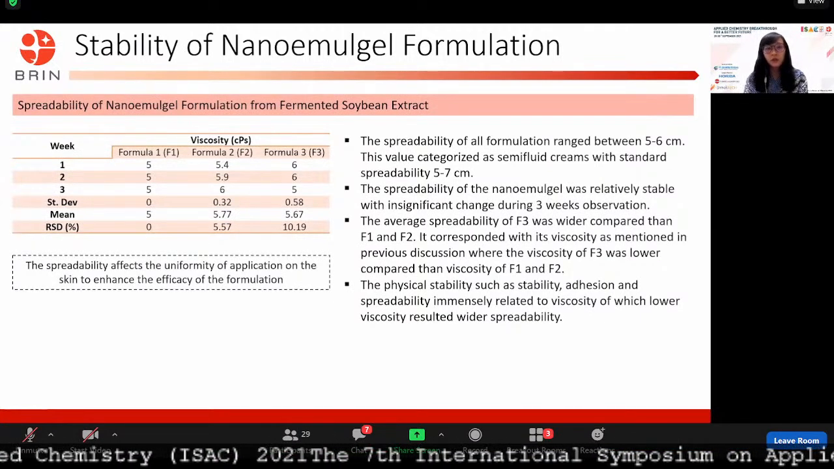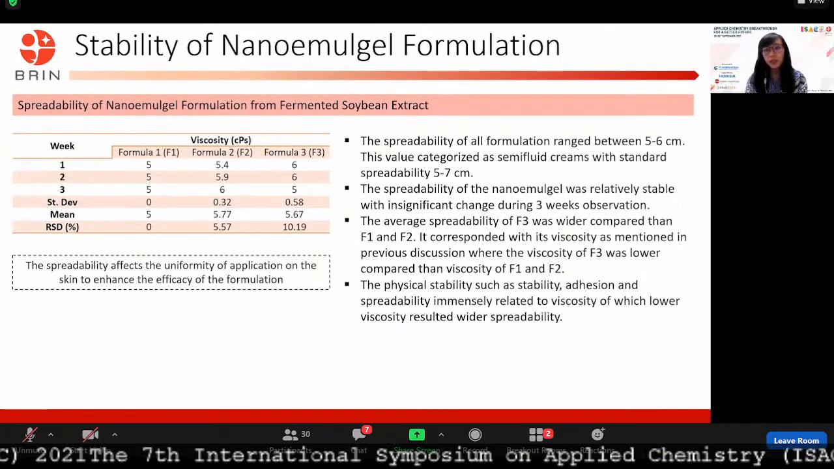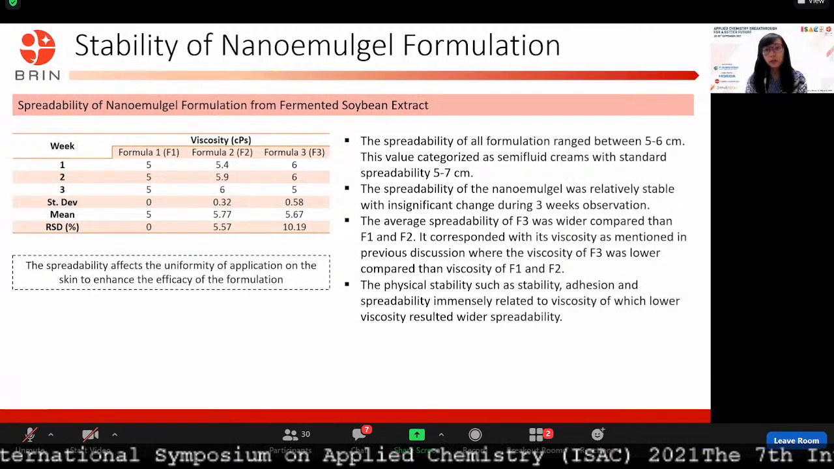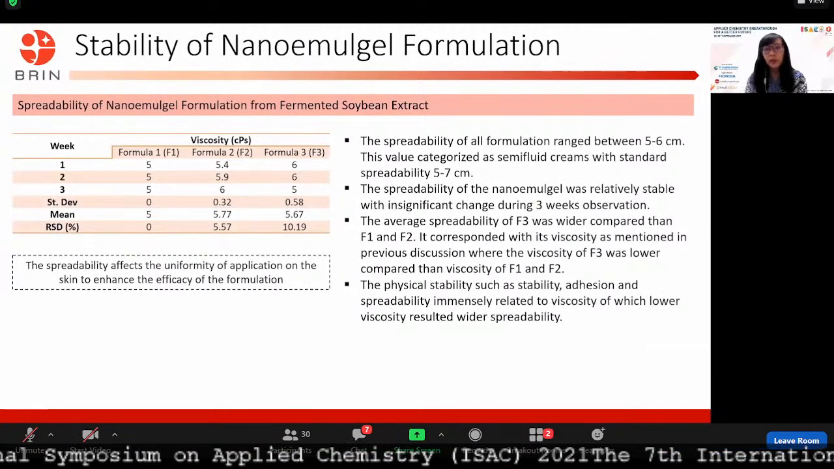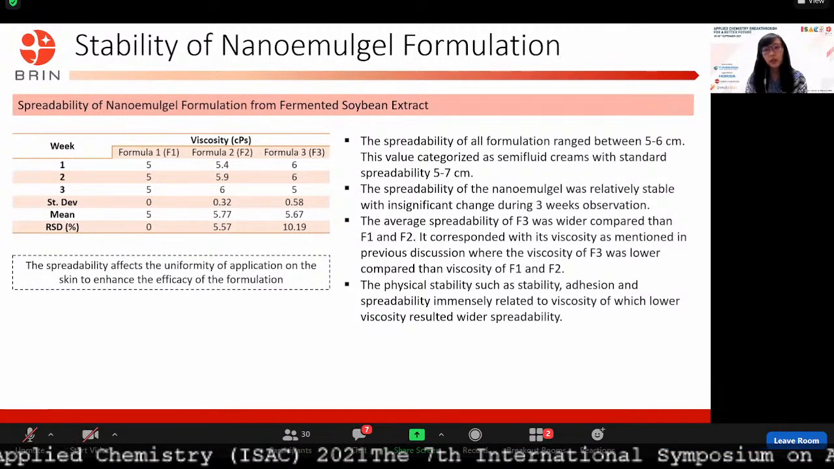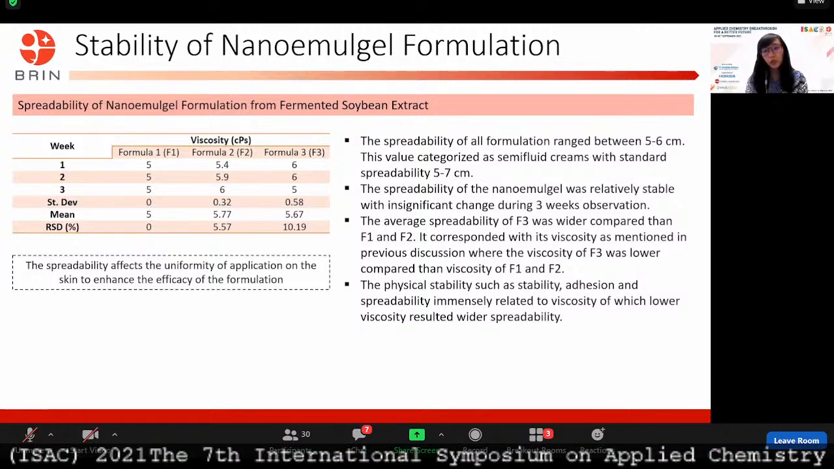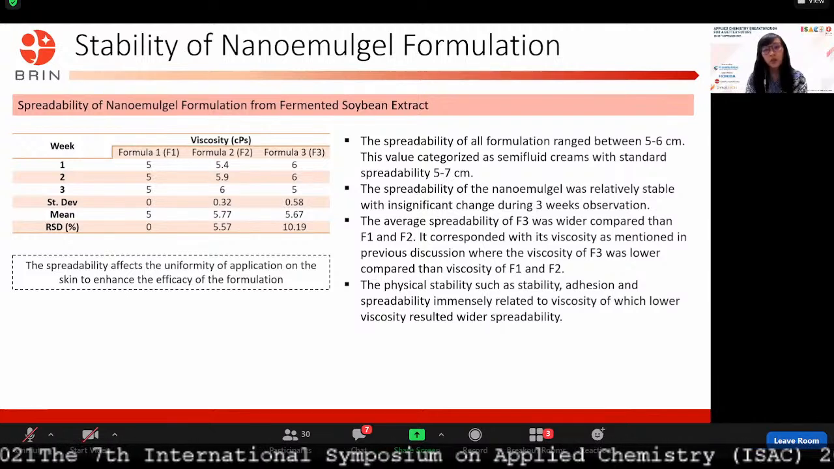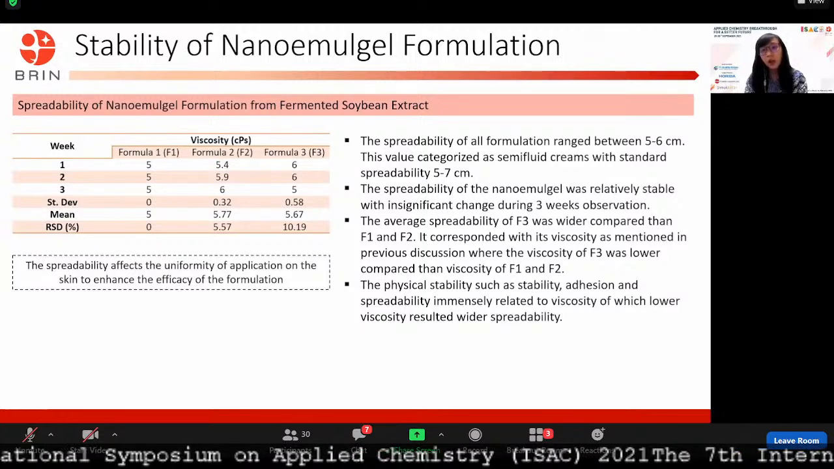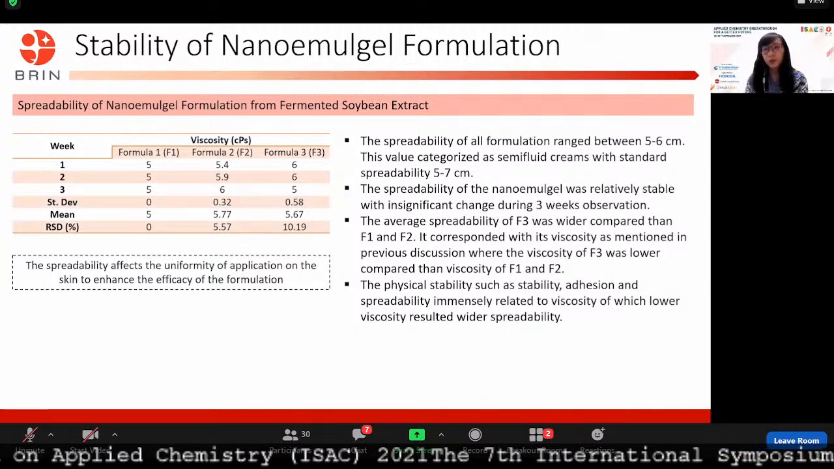This is the spreadability of the formulation. It ranged between 5 and 6 centimeters, and this value is categorized as a semi-fluid cream with standard spreadability of 5 to 7. The spreadability of the nanoemulgel was relatively stable, with insignificant change during 3 weeks of observation. The average spreadability of F3 was wider compared to F1 and F2. It corresponds with its viscosity, as mentioned in the previous discussion, where the viscosity of F3 was lower compared to the viscosity of F1 and F2.